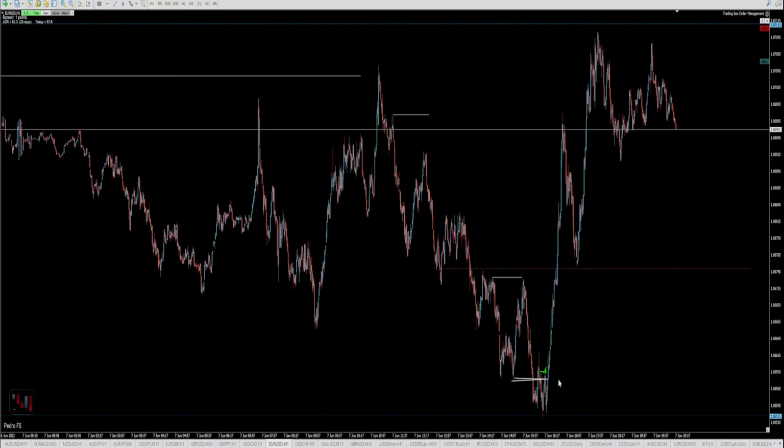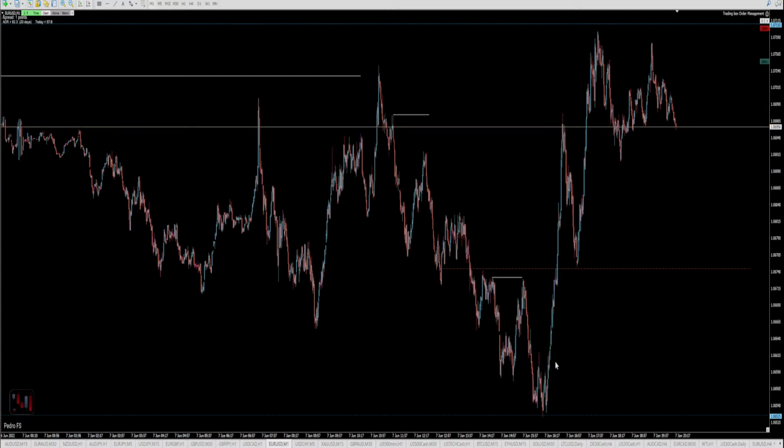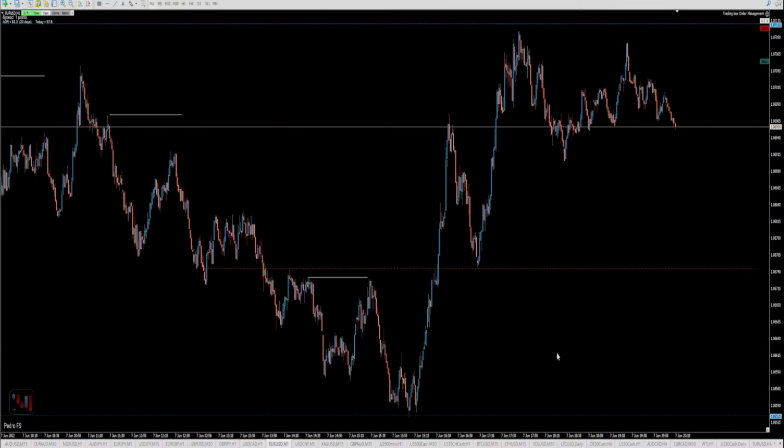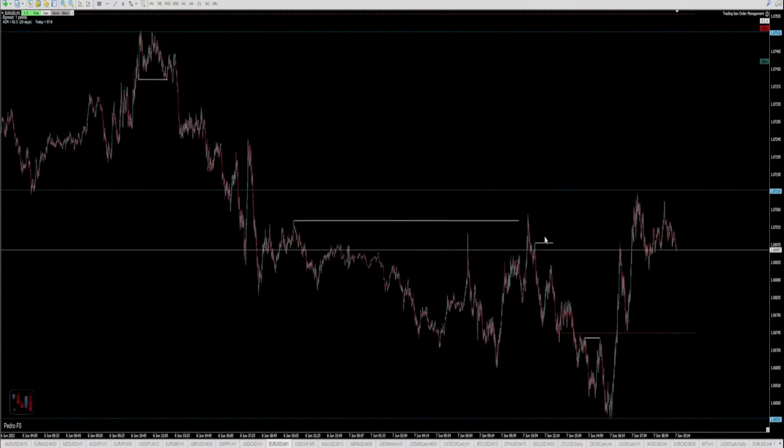Could have used these lows as left shoulders, and somewhere in here I would have tried to go long. I did place my order, but price just went away without me.